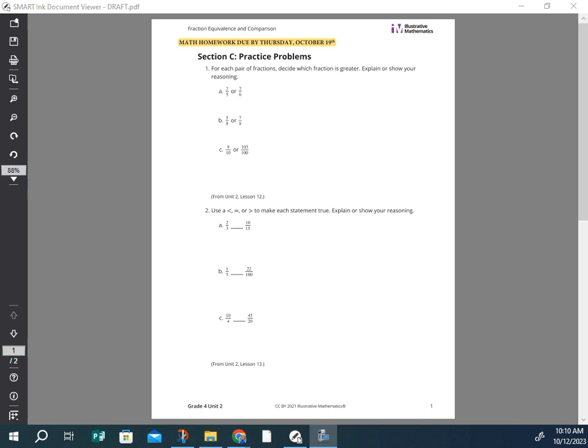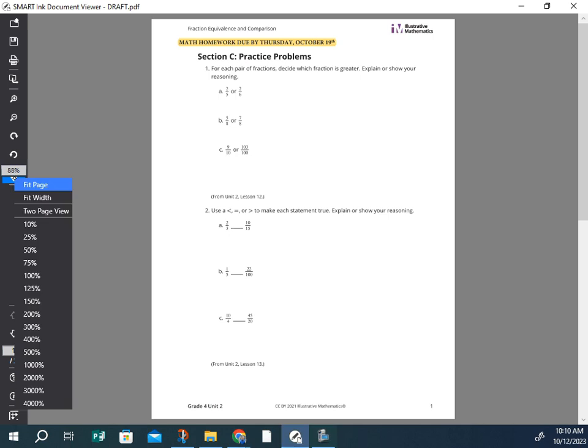that went home this week. It's titled Section C Practice Problems. This is the third section of the math unit. We're learning about comparing fractions. So let's get started. I'm just going to zoom in on my paper really quick.